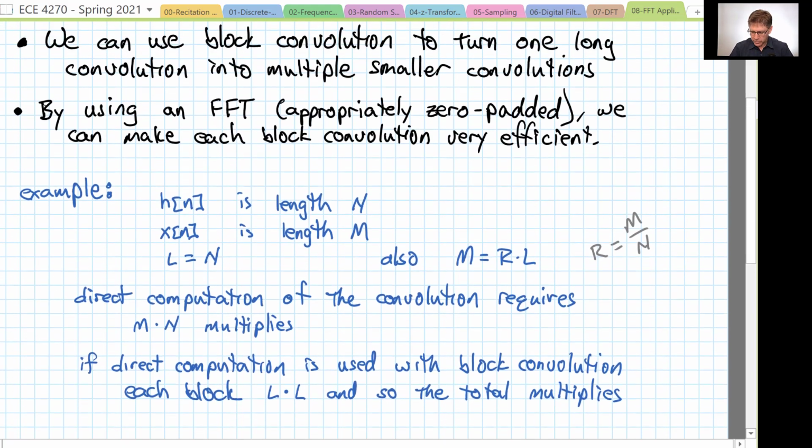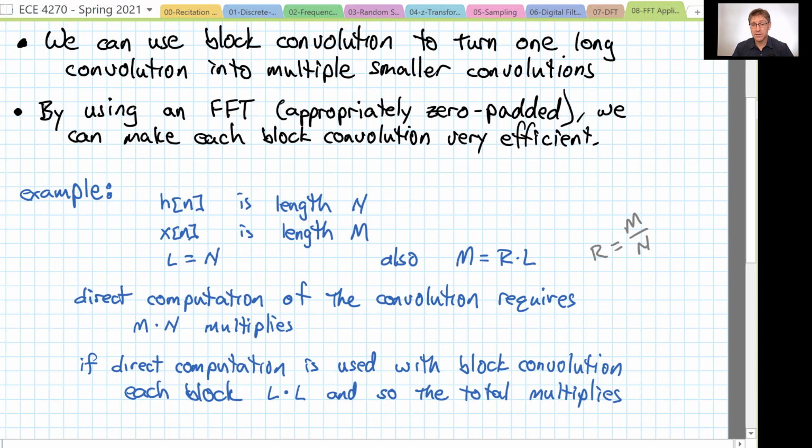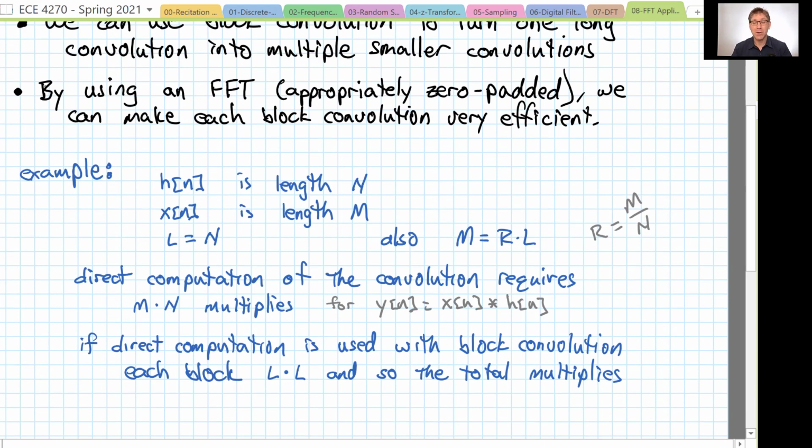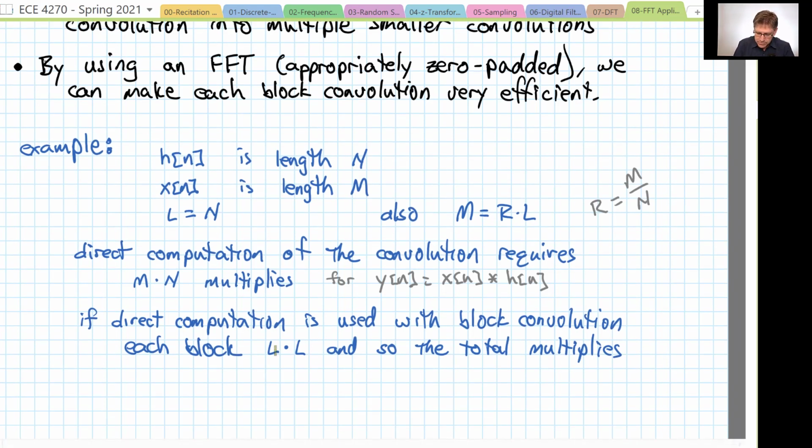Okay, so if we were to directly compute the convolution, the output y is equal to h convolved with x, that would be m times n multiplies. But we have this great idea. Why don't we do this in smaller blocks? That should be better, right? So if direct computation is used with block convolution, then the number of multiplies for each block will be L times L. The length of a block is L, which in this case is equal to n. Okay? So n squared total multiplies.